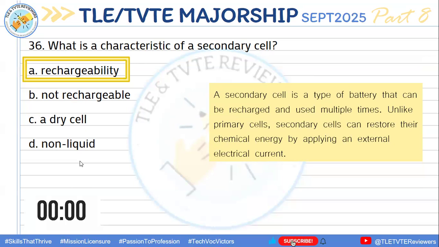For letter B, not rechargeable, this describes primary cells. For letter C, a dry cell, it can be either primary or secondary. Being dry refers to the electrolyte state, not rechargeability. And letter D, non-liquid. Electrolytes in secondary cells can be liquid, gel, or solid. So this doesn't define the characteristic of rechargeability. So answer letter A, rechargeability.